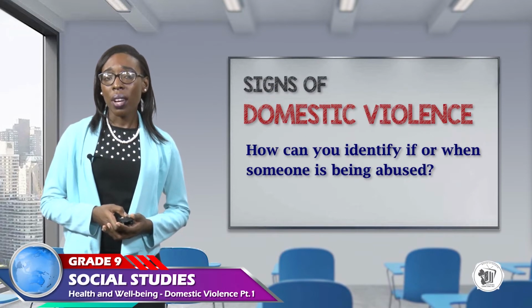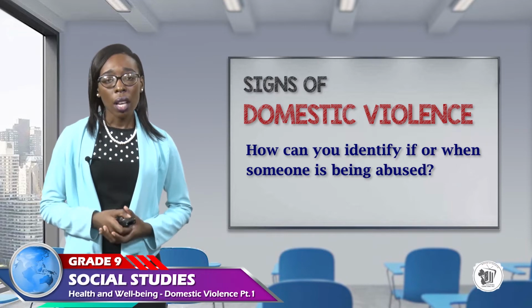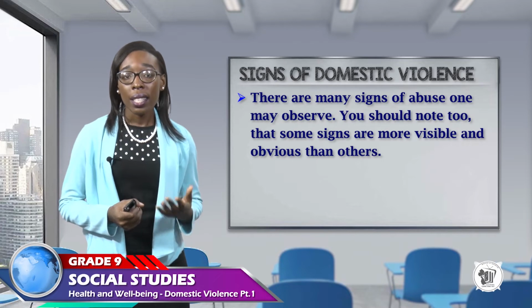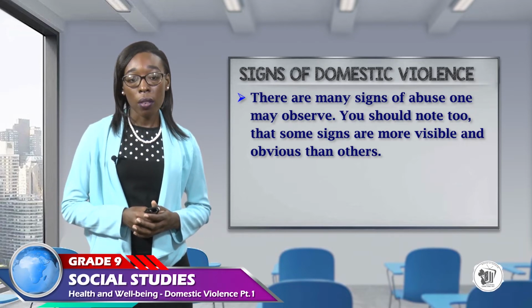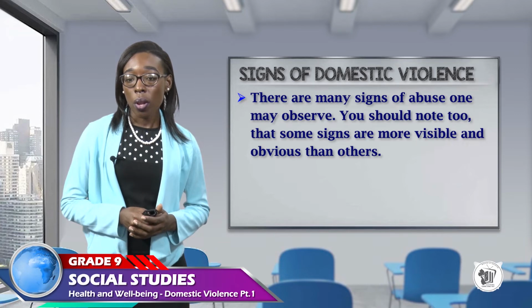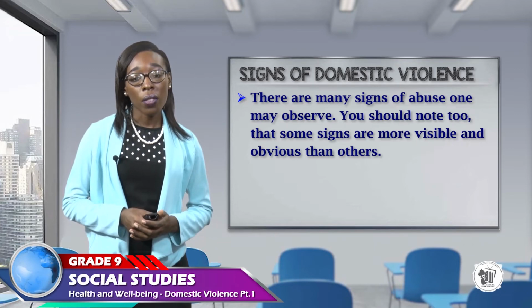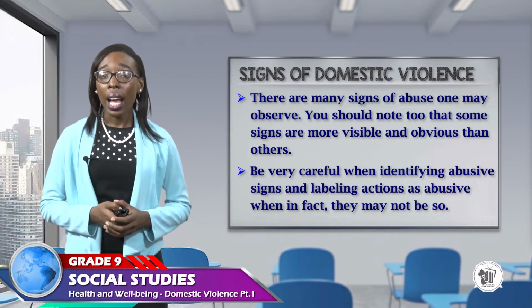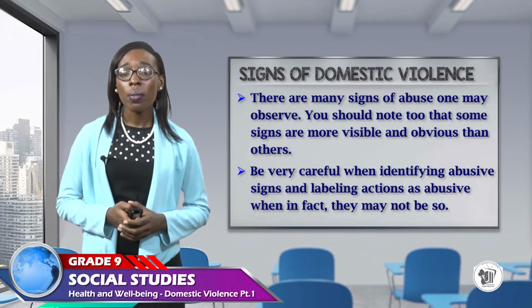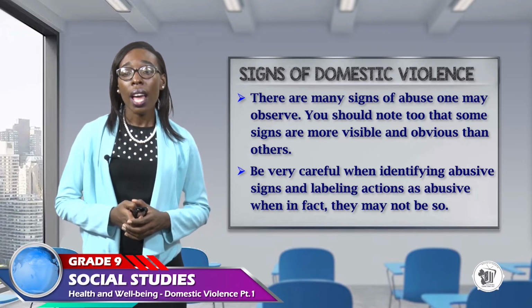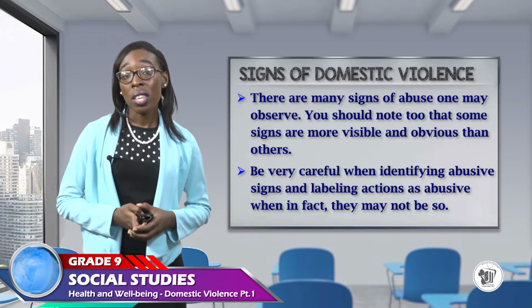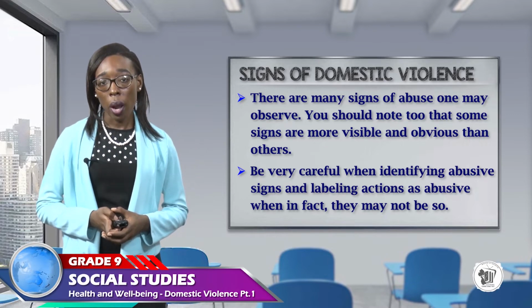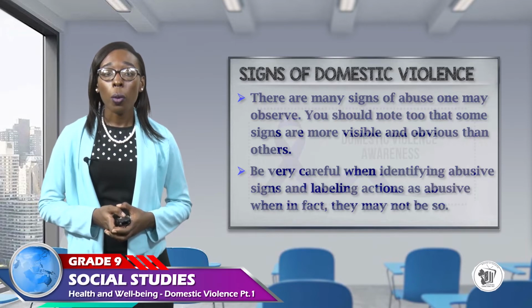How can you identify if or when someone is being abused? Can you identify it? There are many signs of abuse one may observe. You should know too that some signs are more obvious than others. Also, be very careful when identifying and talking about abusive signs and labeling actions as abusive when in fact they may not be so. So make your observation, and if you can, inquire before moving forward.